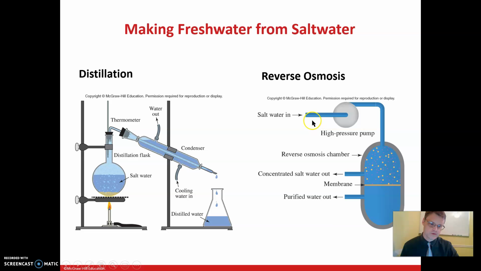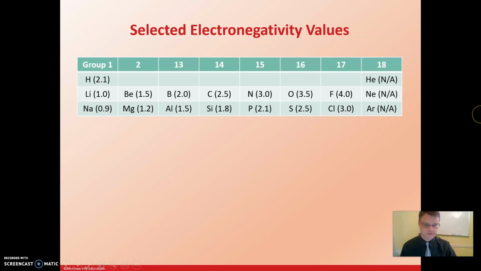And then in reverse osmosis, the water comes in and we only let the water through, the salt stays behind, and that makes a more concentrated saltwater solution. But we are able to get this purified water that we could then drink.